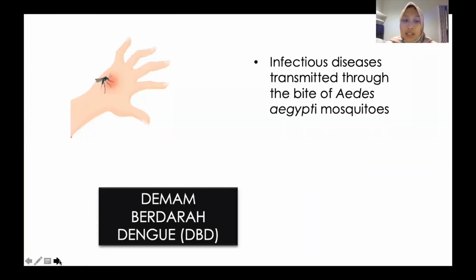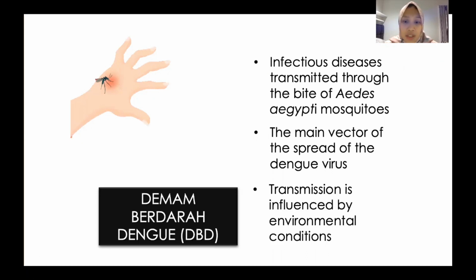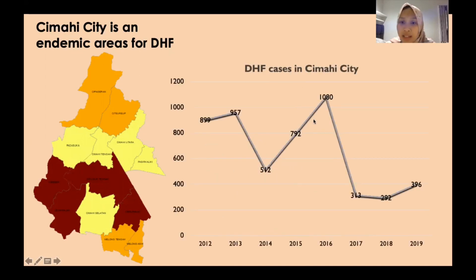As we know, dengue hemorrhagic fever is an infectious disease transmitted through the bite of the Aedes aegypti mosquito. The Aedes aegypti mosquito is the main factor in the spread of the dengue virus. The transmission is influenced by the environment too. CIMAHI city is an endemic area, and CIPAGERAN is the place of our study. Emerging cases in CIMAHI city have a fluctuation.